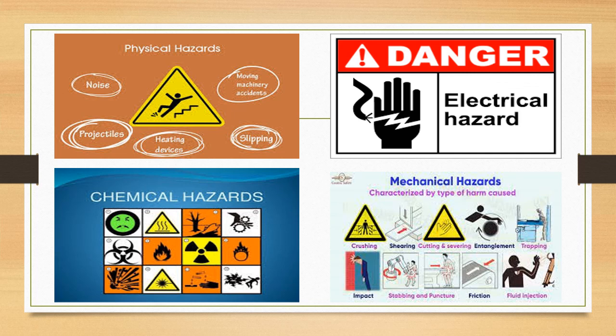Any type of wire or any device which may cause electricity. And then we also have chemical hazards. Then the mechanical hazards. Examples of that are crushing, shearing, cutting and severing, entanglement, trapping, impact, stabbing and puncture, friction, and fluid injection. Those are the types of hazards that we may encounter in a computer laboratory.